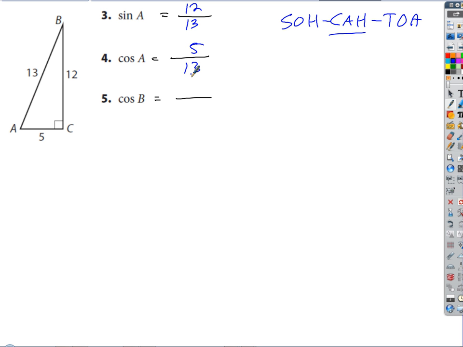5 over 13. Or, no, adjacent, 12 over 13. Good. There you go. And notice this relationship again, right? The sine of an angle and the cosine of the complementary angle give you back the same ratio. That's not some hugely important thing, you just gotta remember it'll always be that way, and you'll recognize that easily soon.